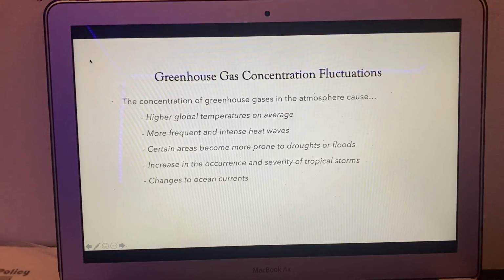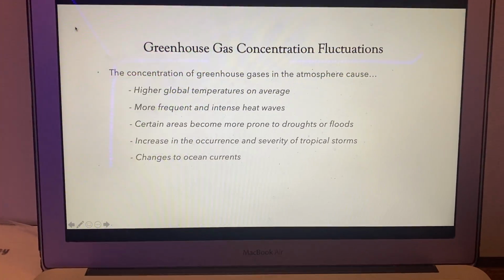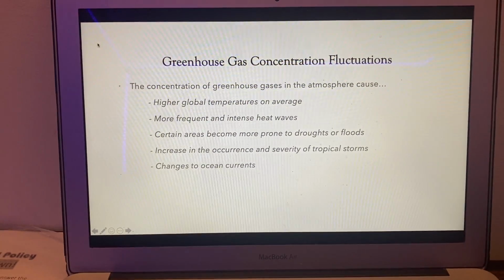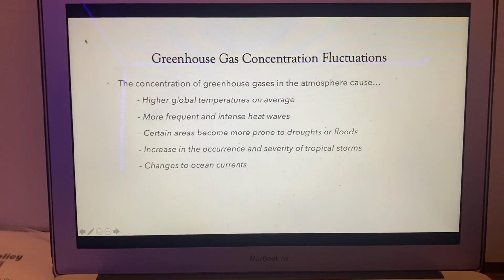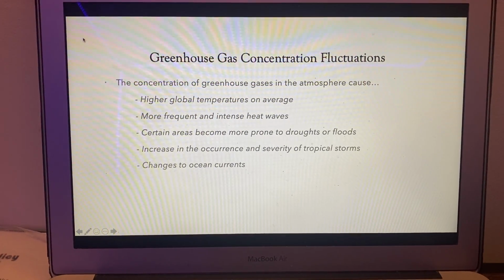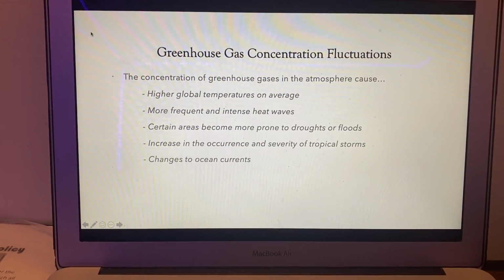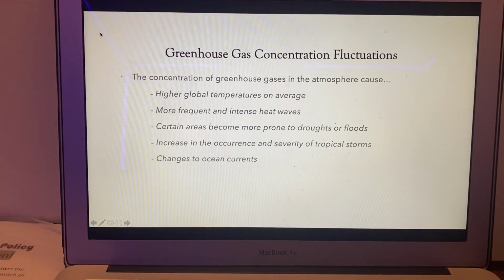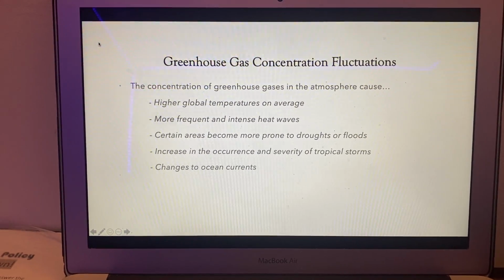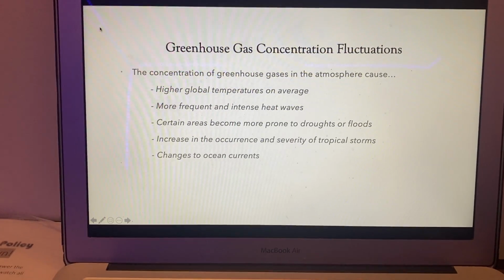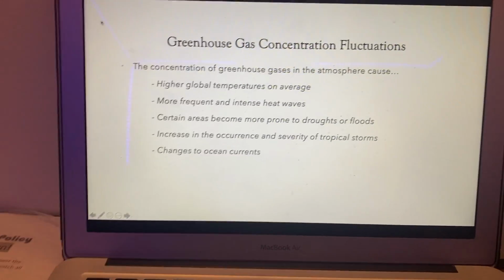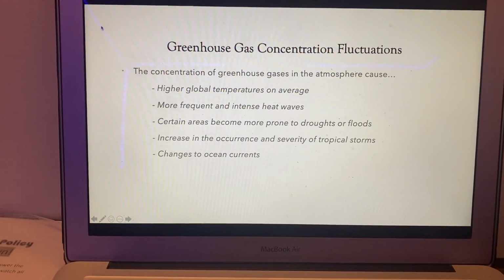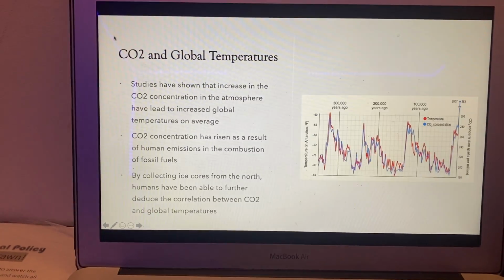So, concentration of greenhouse gases. How does the concentration of greenhouse gases affect life on Earth? Well, it's going to obviously cause higher global temperatures, more frequent and intense heat waves. Certain areas maybe become more prone to droughts or floods, increasing the severity and occurrence of tropical storms, especially in the Caribbean and near the equator, where those tropical storms are already very common. And finally, changes to ocean currents. So obviously, these are all pretty important changes that we need to consider when evaluating the effect of global warming.